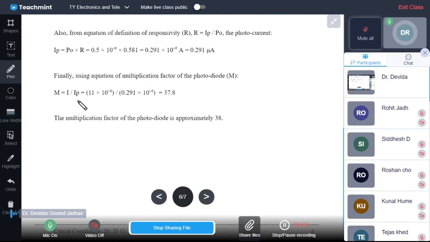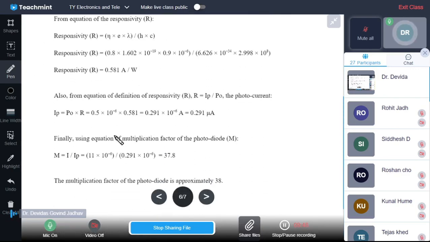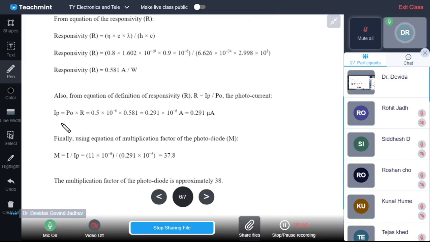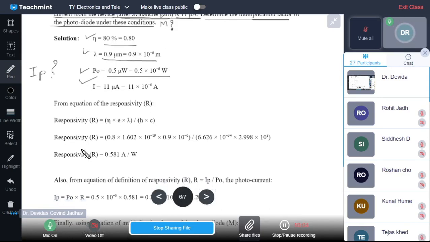M is equal to I upon IP. So from that equation, what is given? Check. I is given. IP is not known. Now check for the equation where IP is there. IP is there in R. R is equal to IP upon PO. So for the IP calculation, PO and R are required. What are given? PO is given. R is not given.